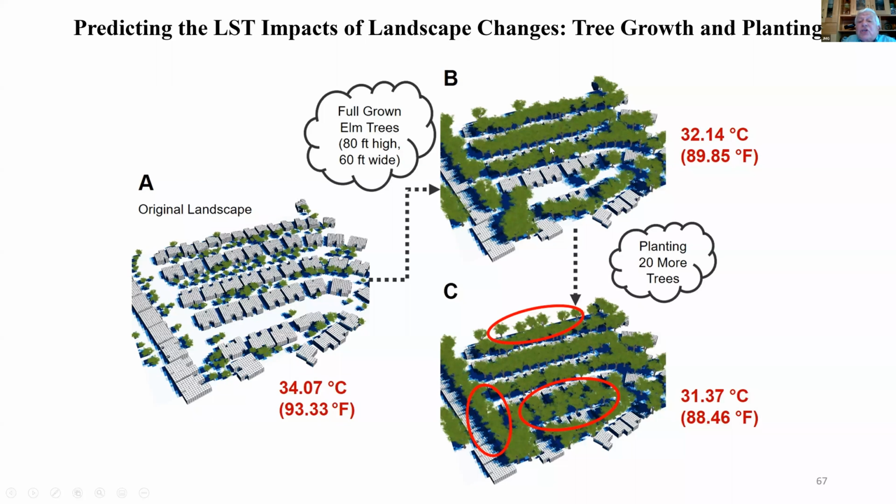If, in addition to this pattern, we plant 20 more trees in this area, it would be reduced by another 0.7 degrees Celsius. So this kind of illustrates how we could use the model. And of course, this is a small area, but we could do it for the same areas that I showed you before or any hypothetical area.